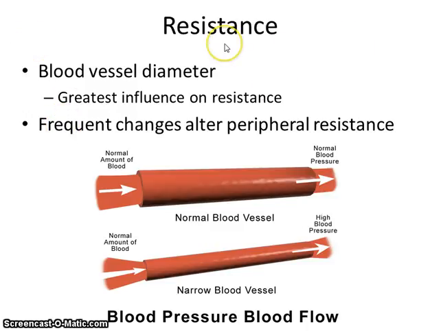Blood vessel diameter is the greatest influence on resistance, and that's what we can change quickly. So think about if your blood vessel is dilated, you've got blood moving through, and then when you narrow it, you contract it, there's a lot of friction in there. There's a lot of resistance. So if we want to change our blood pressure, we can do it most quickly by altering the diameter of our blood vessels. If our blood pressure is too high, we can dilate them to decrease our blood pressure.